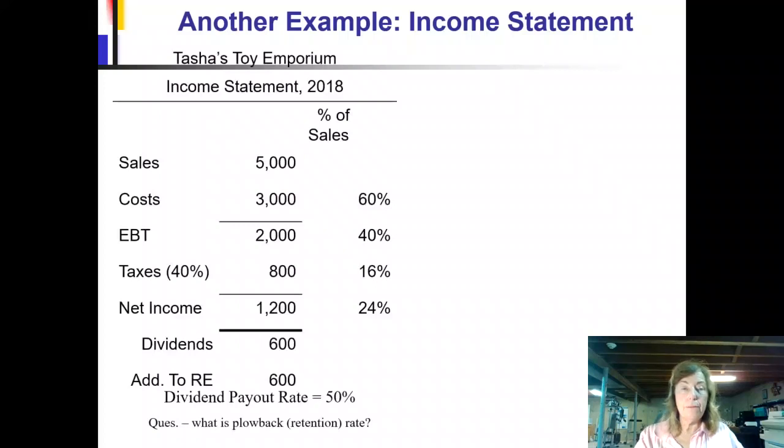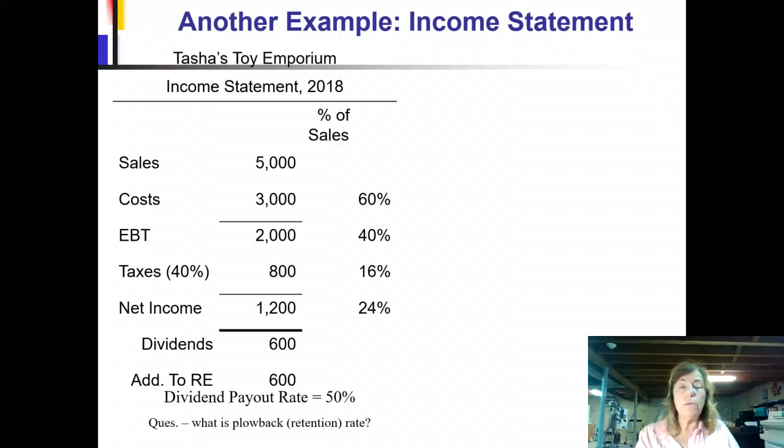So let's look at another example, a little bit more complicated than gourmet coffee. This is Tasha's Toy Emporium. There is the income statement as of 2018. It had sales of $5,000, maybe this is $5 million. Costs were 60% of sales of $3,000. Earnings before taxes, therefore, is 40% of sales or $2,000. Taxes at 40% gives us net income of $1,200, 24% of sales.